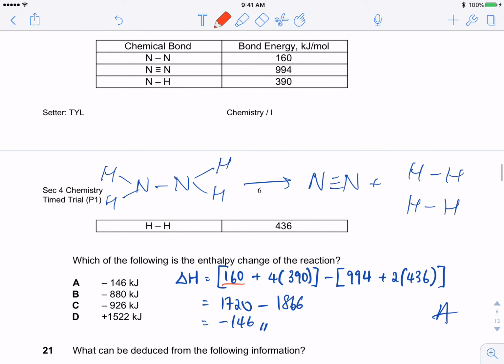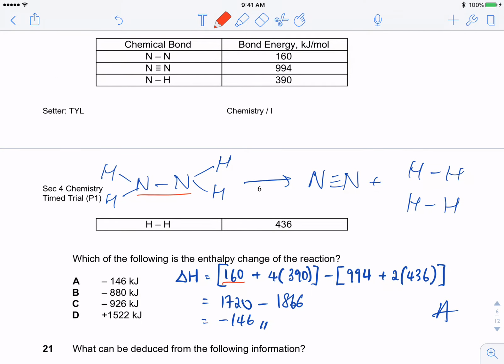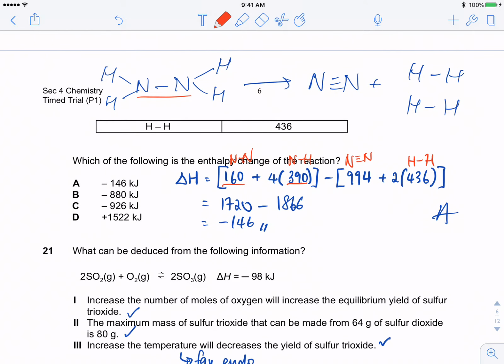This 16 is the N-N bond, 4 N-H single bonds, 4 N-H, this N-N. Here is your N triple bond N. Here is 2 H-H single bonds. Your answer should be negative 146 kilojoules per mole.